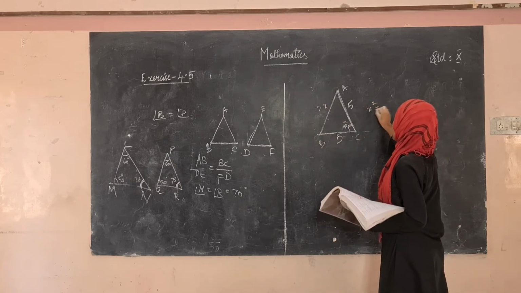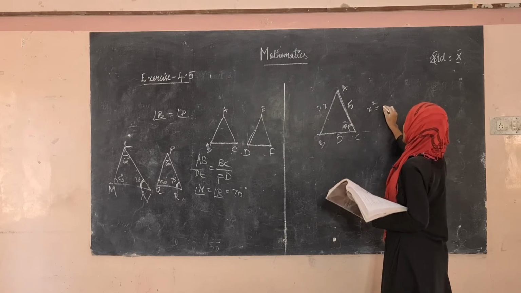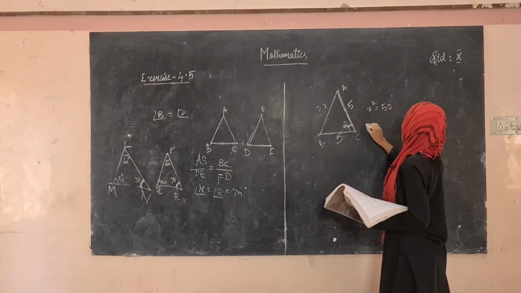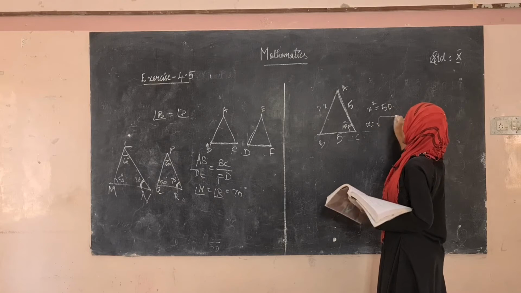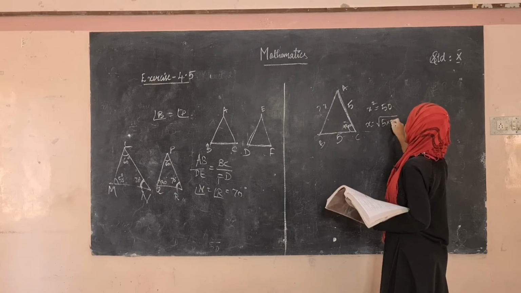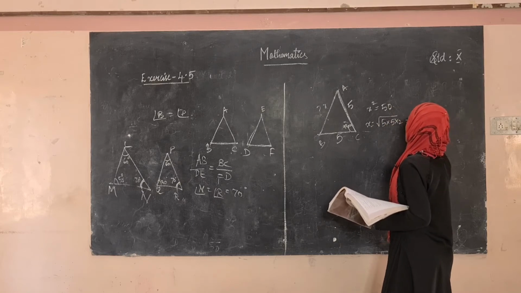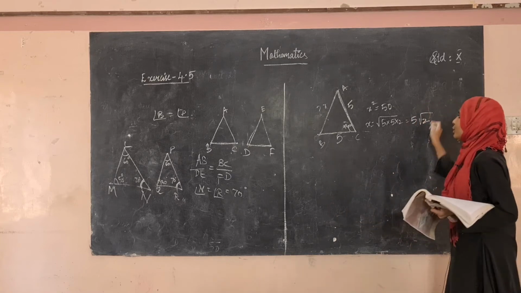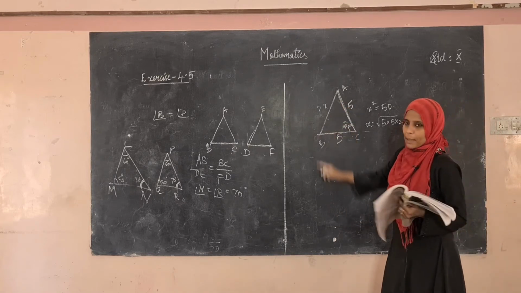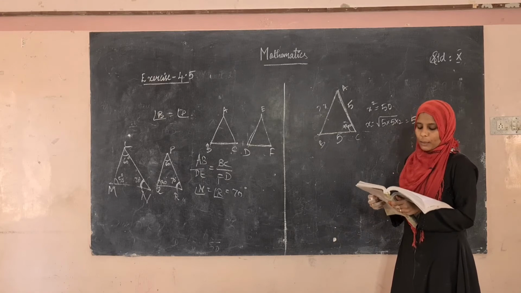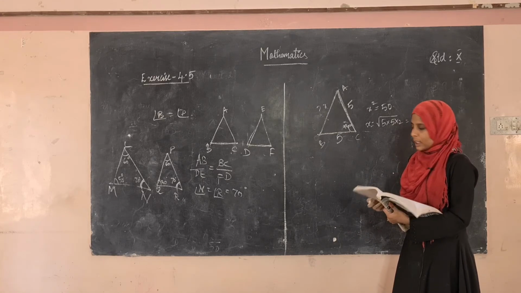So using the Pythagoras theorem, let this be x. x square is equal to 5 square plus 5 square. 25 plus 25 is 50. So x is equal to root 50, that is 5 into root 2, which is equal to 5 root 2. So the length of AB is 5 root 2 centimeter. The option is 4.